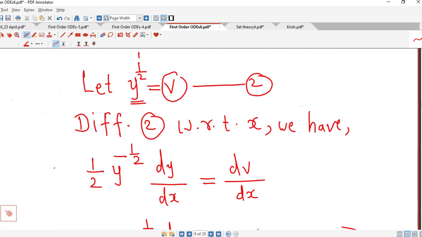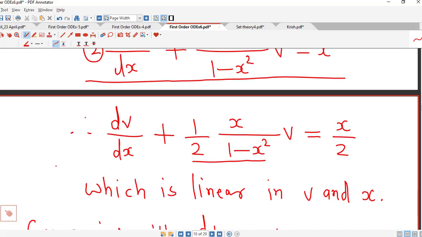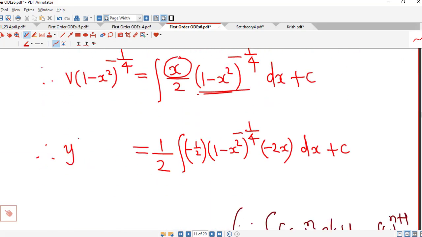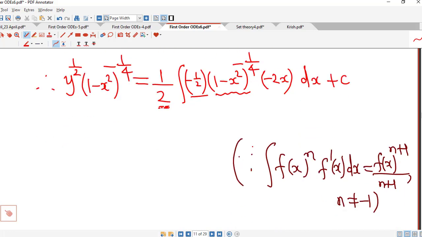V was y raised to 1/2. So we put the value of v also, y raised to 1/2 times (1 minus x square) raised to minus 1 by 4. Now here this constant will be outside the integral, and it will multiply with 1/2, and we will have minus 1 by 4, and the integral of this is going to be (1 minus x square) raised to minus 1 by 4 plus 1 over minus 1 by 4 plus 1.